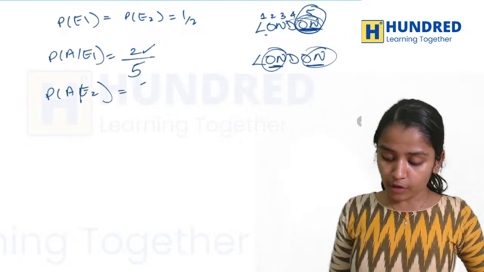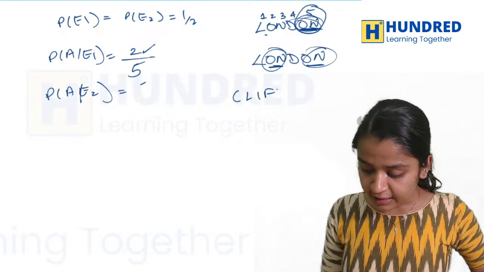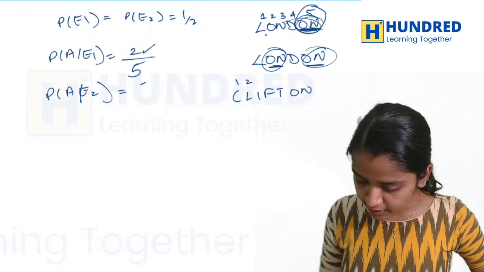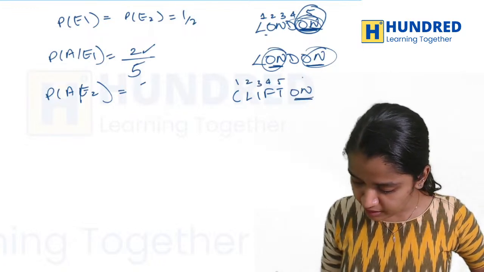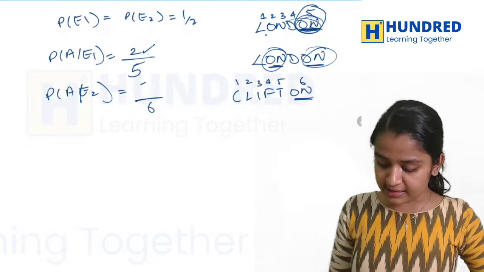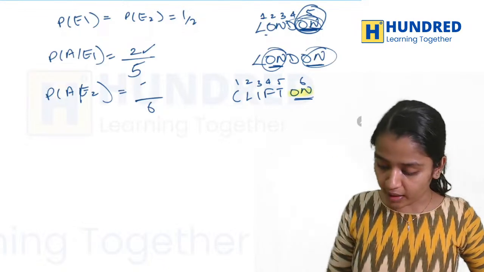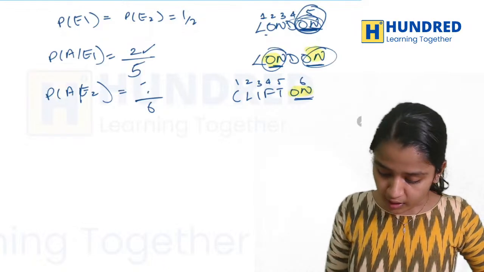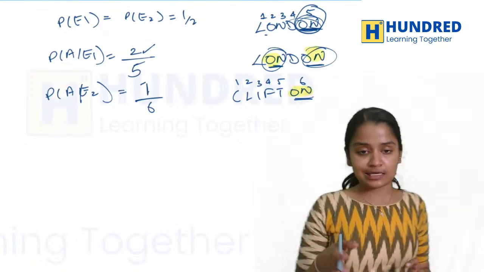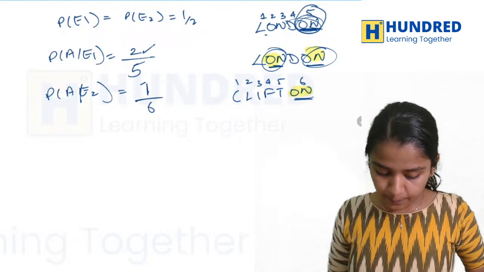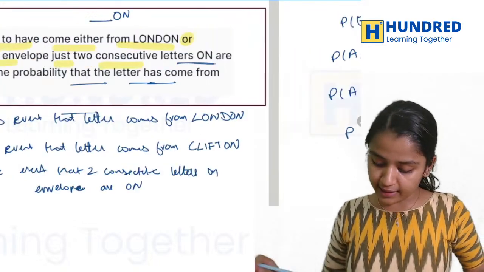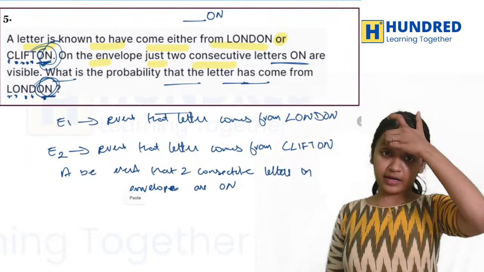Okay, P of A by 2 Clifton. Clifton-க்கு வந்து மொத்தமா எவ்வளவு லெட்டர்ஸ்? 1 2 3 4 5 இதெல்லாம் சேர்த்து 6 இருக்கும். மொத்த 6 லெட்டர்ல ON கன்சிக்யூட்டிவா வர்றது வெறும் ஒன்ஸ் தான். இது வந்து ட்வைஸ் once, so it is 1/6. Okay, now what happens? So P of next என்ன கேட்டிருக்காங்க, it is London வர்றதுக்கு என்ன சான்ஸ்?